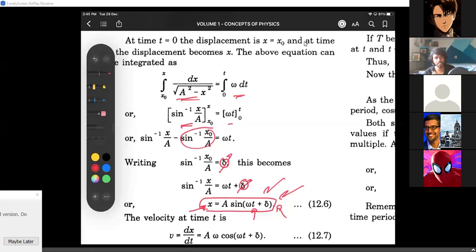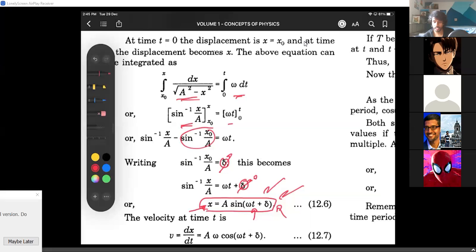Let's just imagine for now the delta is zero itself. Don't have to worry about it, but we have to worry about this equation. This is the important thing again. Just like v equals omega into root over a square minus x square, we reached this equation using the hard way. But again, using the same hard way, we reach another equation saying x equals a sine omega t plus delta. But let's just leave the delta for now.